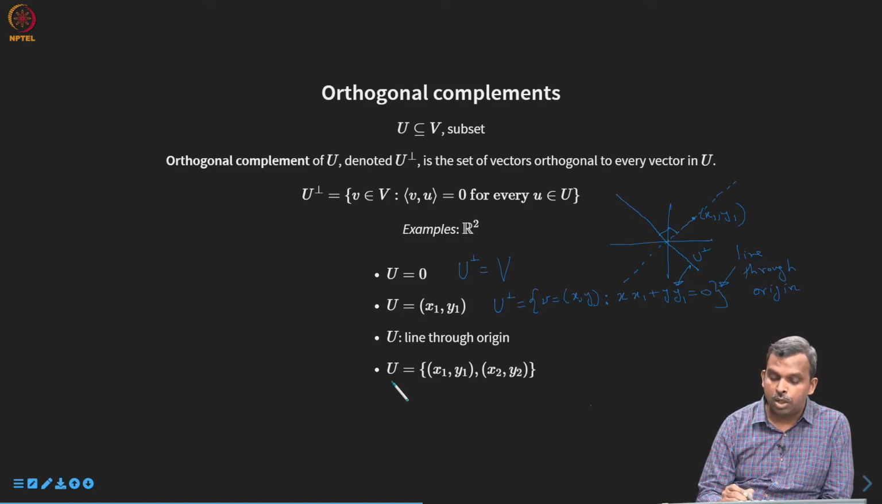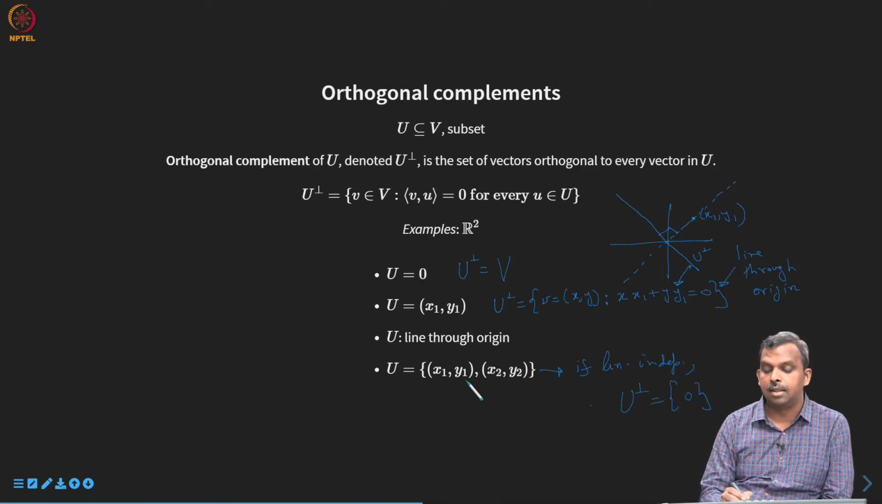Okay. So, what if you take 2 points? Okay. So, here there are 2 cases, these 2 points could lie on a line through the origin. If they lie on the same line through the origin, then U perp will be the line perpendicular to it. But in case they do not, in case (x1, y1), (x2, y2) are linearly independent, then what will happen? So, if linearly independent, then U perp is only 0, right.